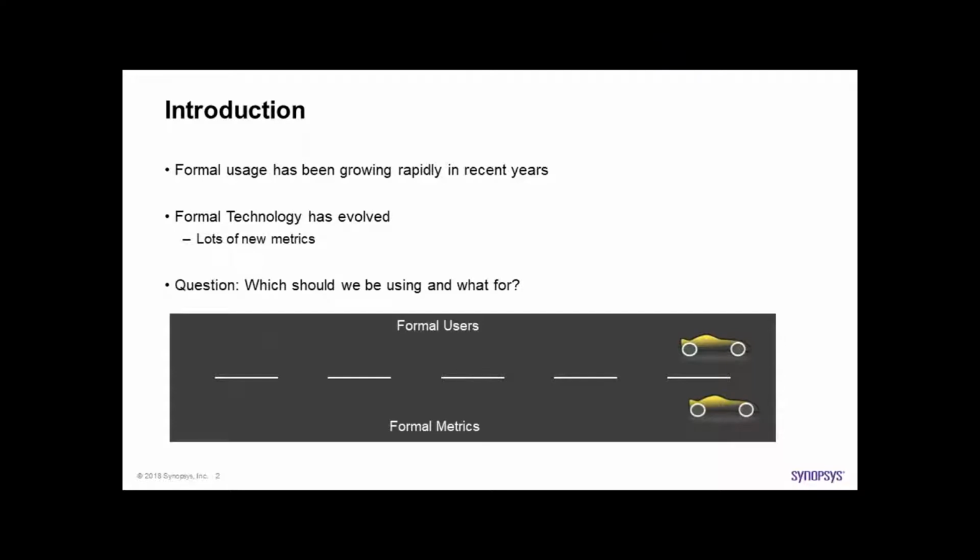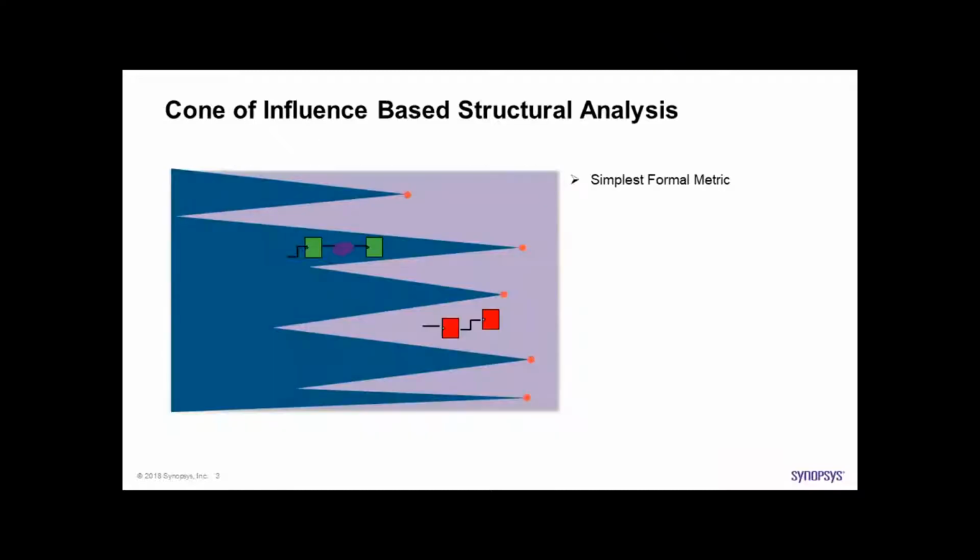So the question becomes, with all of these new metrics that have been introduced, and there have been various ones thrown at you by different EDA vendors and different people, which ones should we be using and what should we be using them for? That's what I want to go through in this talk today and discuss with you: the different metrics we have, why they're useful, and then lead into fault injection.